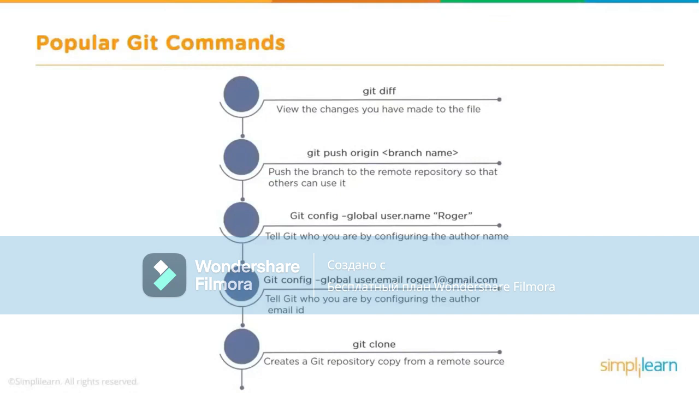Git config --global user.name will tell Git who you are by configuring the author name, and we'll go through that in a moment. Git config --global user.email will tell Git the author by the email ID. Git clone creates a Git repository copy from a remote source.